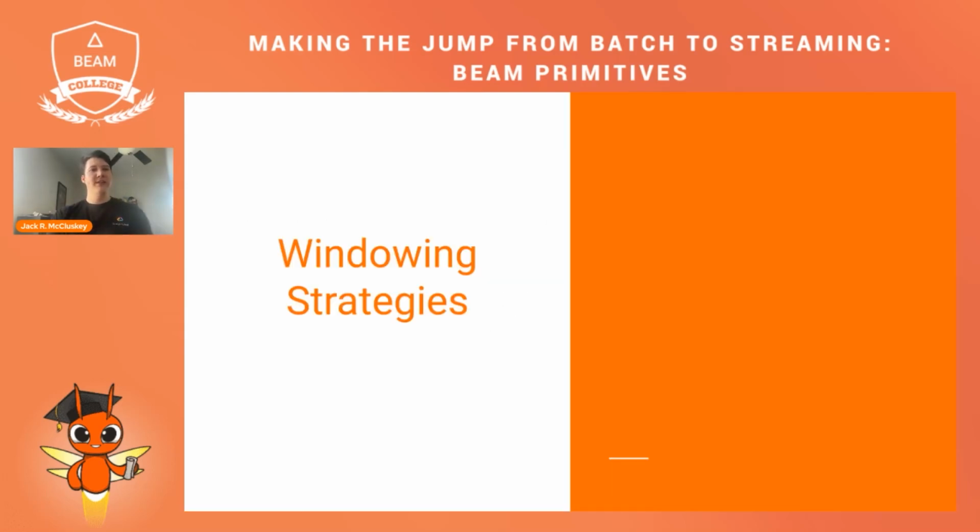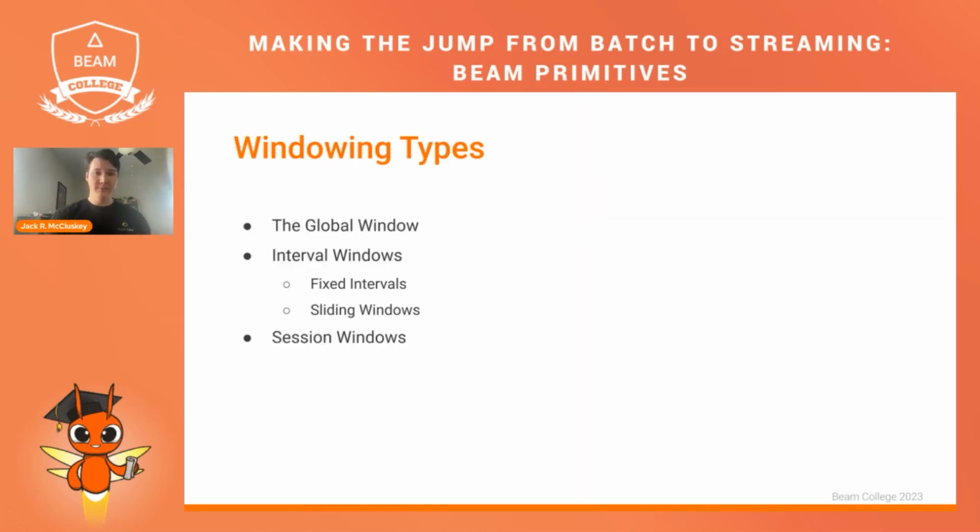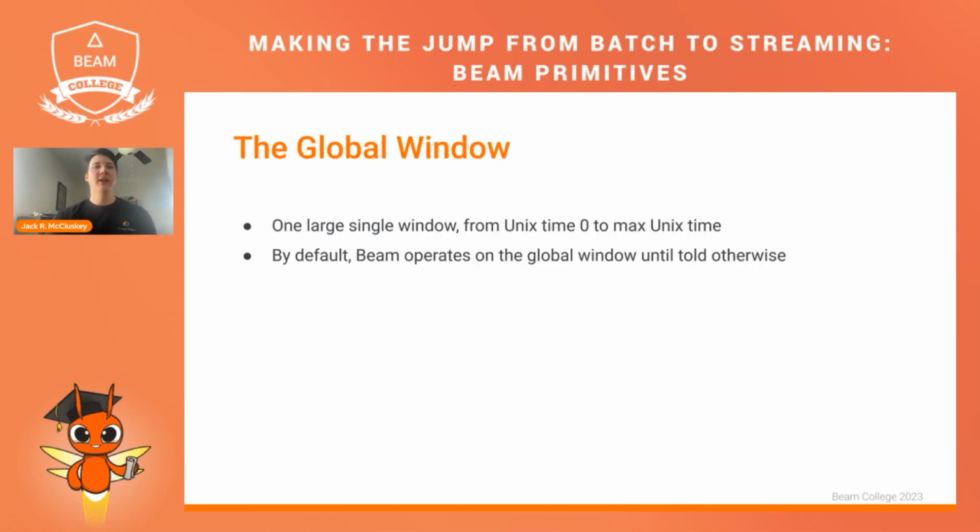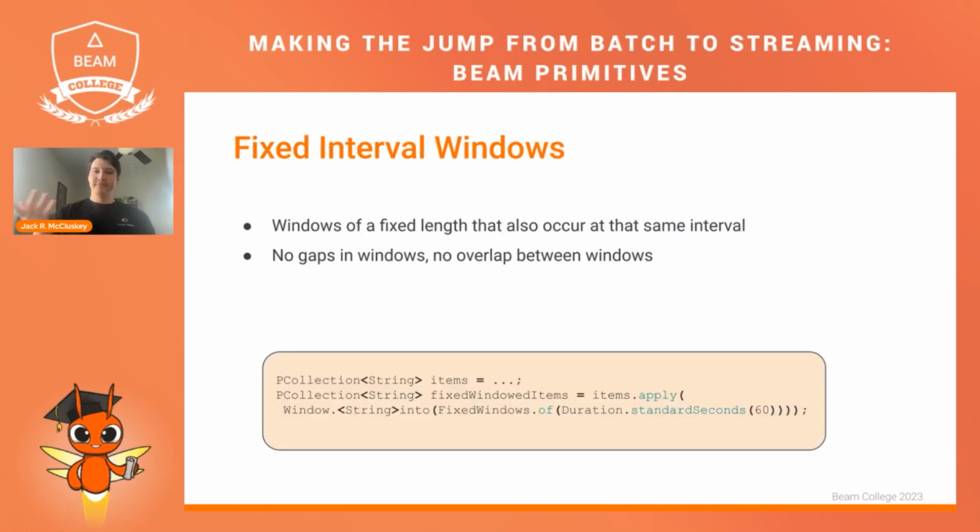Now we'll get into something that I touched on in the previous talk that I want to get into a little bit more: windowing. As I said before, we have the global window, we have interval windows, and we have session windows. The global window is one large single window from Unix time 0 to the maximum Unix time. By default, Beam operates within this window until told otherwise. So if you want to operate in the global window, you get it for free. You don't have to do any extra work. But that's not the interesting case.